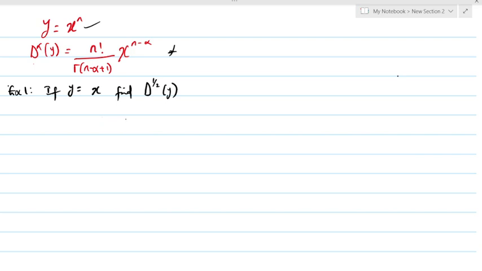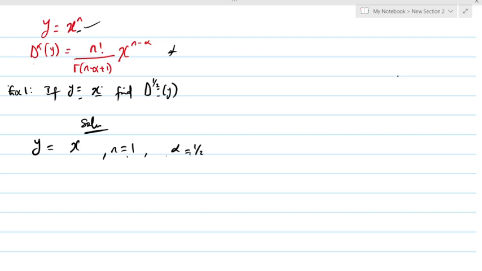The first one is, if y equals x, we will find the half derivative. So let's go straight and implement that method. Alright, if y equals x, then we need to know the value of n, and we also need to know the value of alpha. If we compare, we see that the power of x here is 1, so n equals 1. And we see that alpha here is half. So alpha equals half.